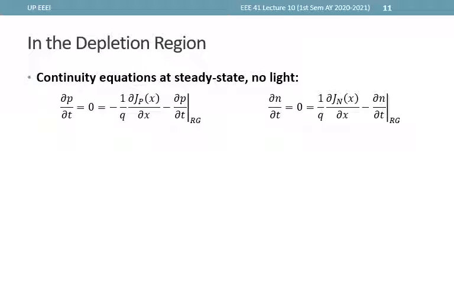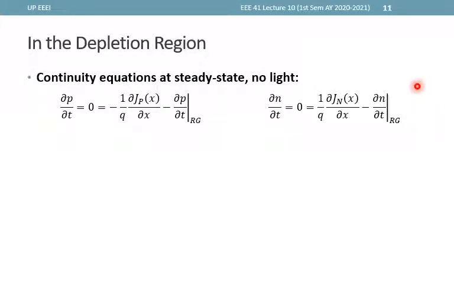We just mentioned that we will use MCD in the quasi-neutral region. However, in the depletion region, what we'll actually use are the general continuity equations, and we will assume that in the depletion region there is no light and that we have already achieved a steady state. So this is the continuity equation, but we equated this to 0 since we are assuming steady state, and we remove the term for light.